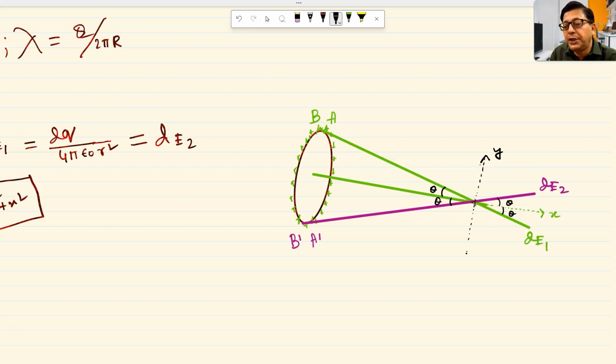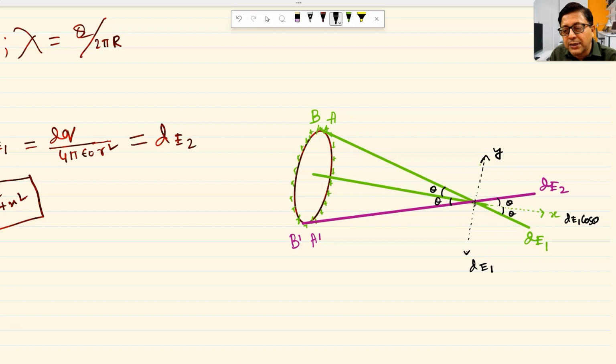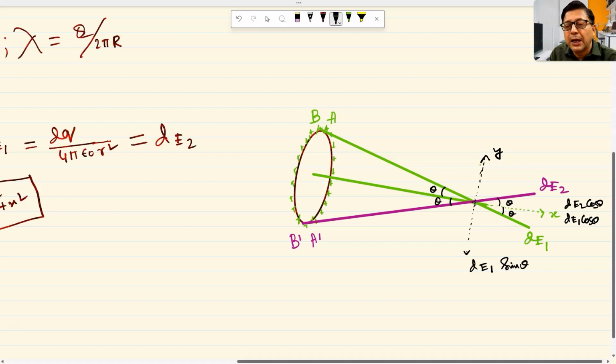Now dE1, its component in this direction is dE1 cos theta, and it will be directed this manner, also along negative y-axis, it is dE1 sin theta. Now this dE2, its component along x-axis is dE2 cos theta, and this way dE2 sin theta. Clear?